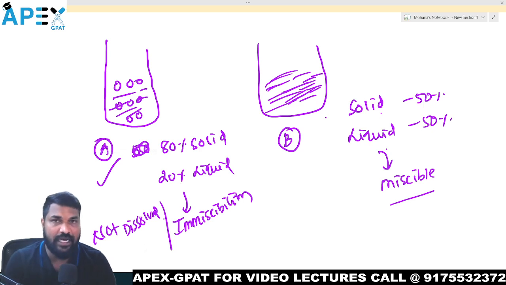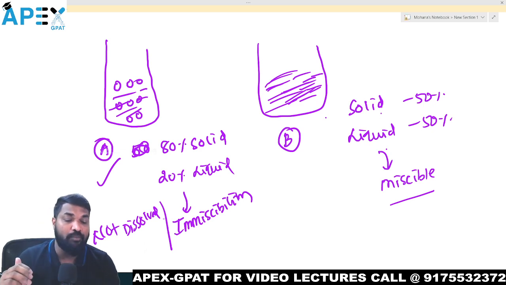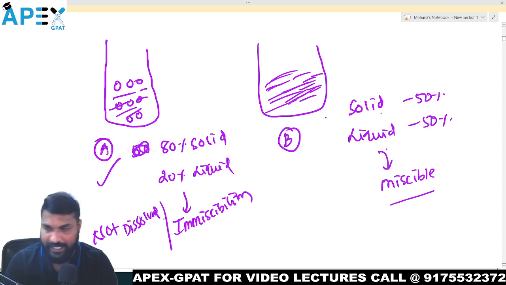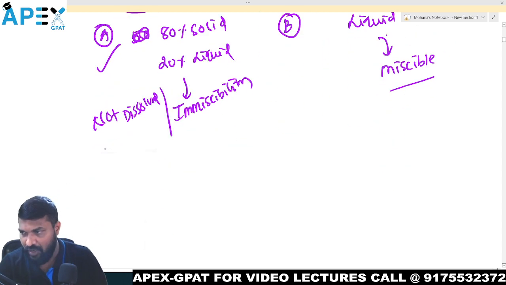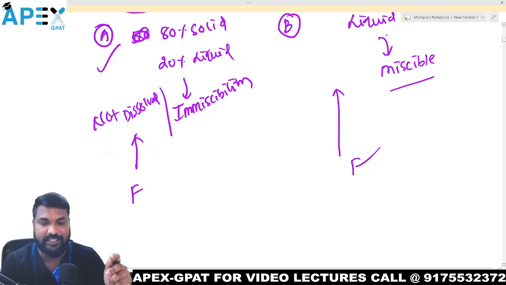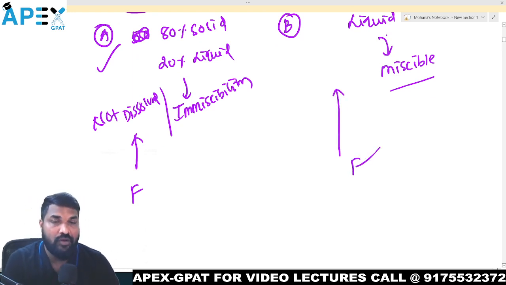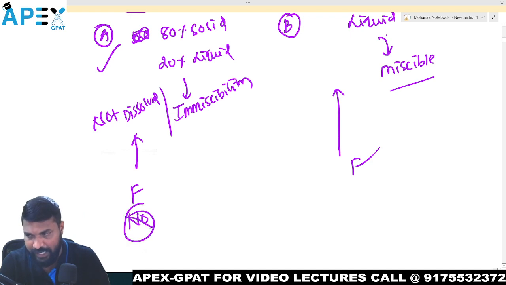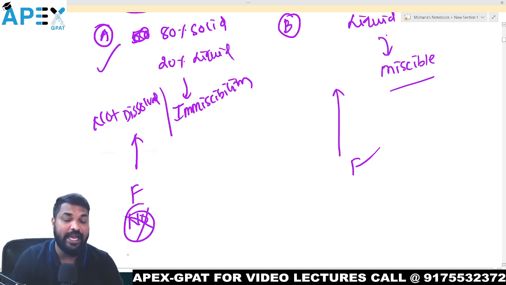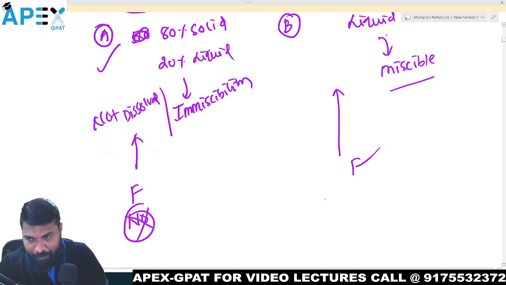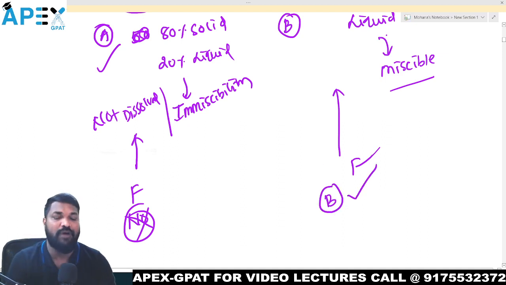Now I asked that in both conditions shear stress is applied. Here I applied the shear stress, and here also I applied the shear stress. Can you tell me which one will flow faster? Is your answer A? No, it is not A. If you answer A, it is a wrong answer. It is B. B will flow faster.